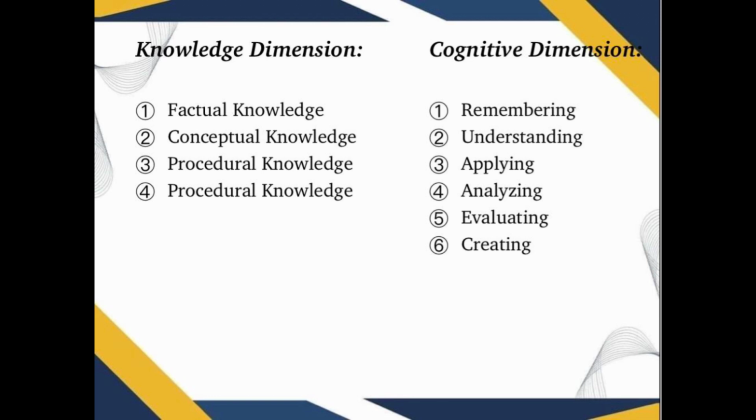And of course, we have analyzing. Analyzing refers to breaking down information to see how it fits together. For example, breaking down a complex issue into its key components involves the cognitive process of analyzing, where you dissect information to understand its structure. So, that is an example of analyzing by breaking down a complex issue.